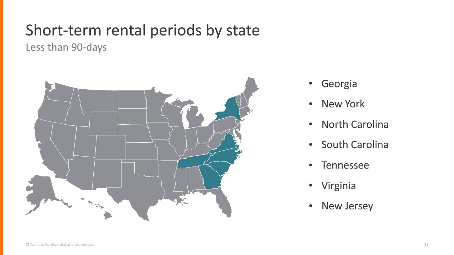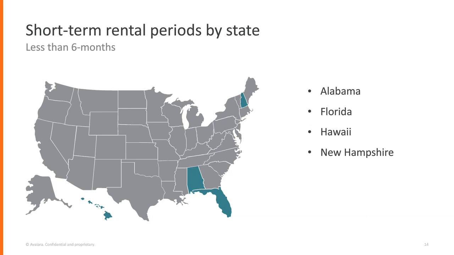Even a handful of states like Florida, Hawaii, and Alabama, and New Hampshire in there too, actually determine their short-term rental threshold as a period of 180 days or less, or about 6 months. So you can see, know your terminology, and know to what type of rentals and when you need to be charging this tax, how long of stays. Make sure you're keeping up with that so you understand how to charge this tax and to which rentals.